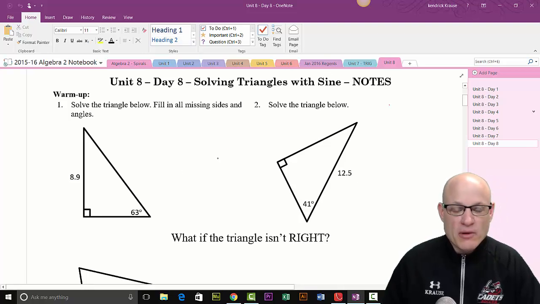Alright, so this will be the warm-up that we do in class. I think you guys can handle it, so I'm not going to do it in this video. All you've got to do is find the missing sides and missing angles, so you can do that. We'll do that as a warm-up in class.